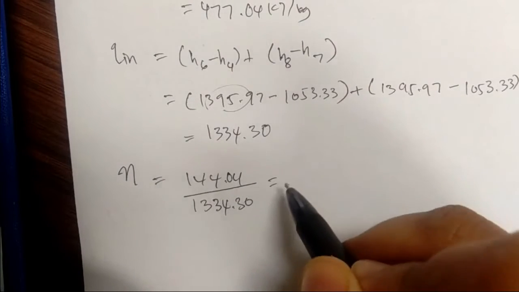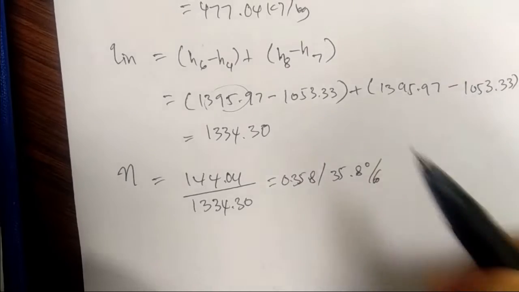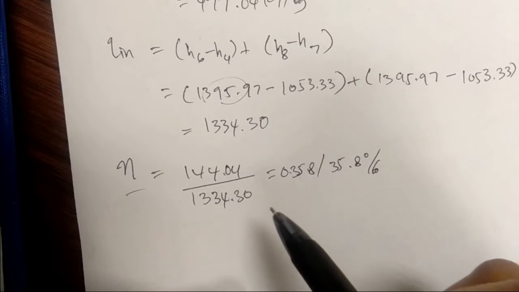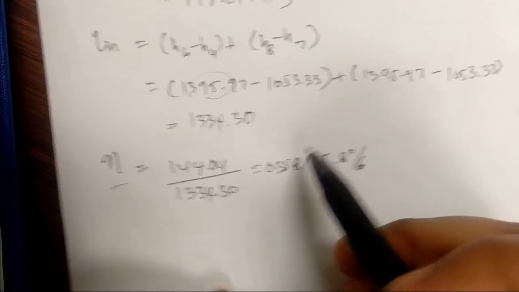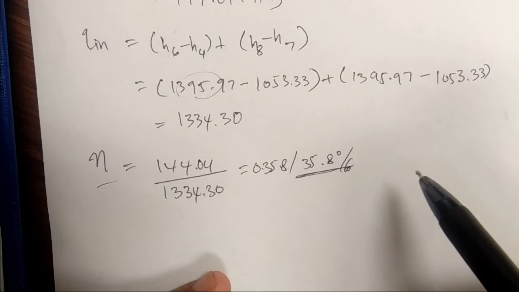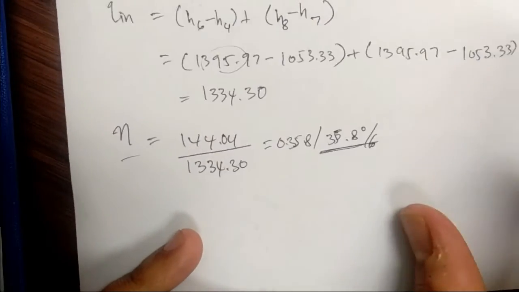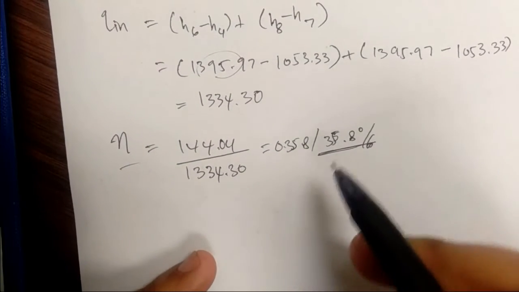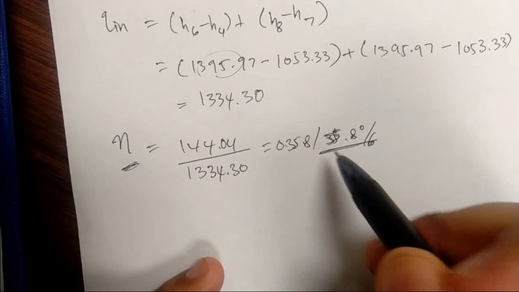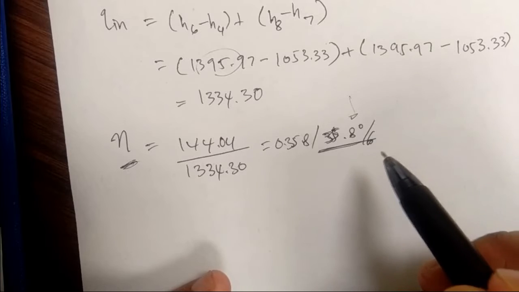Okay, so your efficiency, you will get 477.04 divided by 1334.30, which is equal to 0.358, or 35.8%. So this is your efficiency when the Brayton cycle is implementing intercooling and reheating, but without the regeneration. So you will get a thermal efficiency much lower than the one without the intercooling and reheating, or the ideal Brayton cycle. So intercooling and reheating without the regeneration process is hurting the thermal efficiency. If you don't want the thermal efficiency to drop, you need to accompany the reheating and intercooling process with the regeneration process.